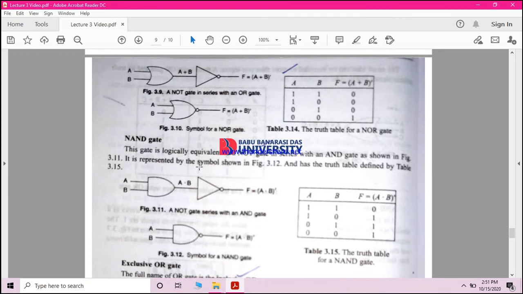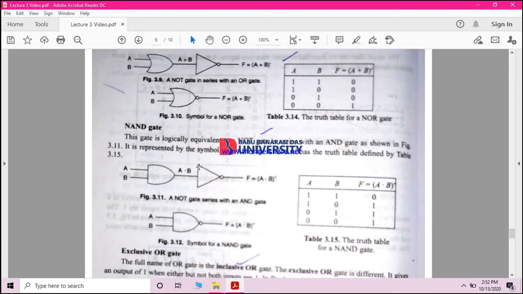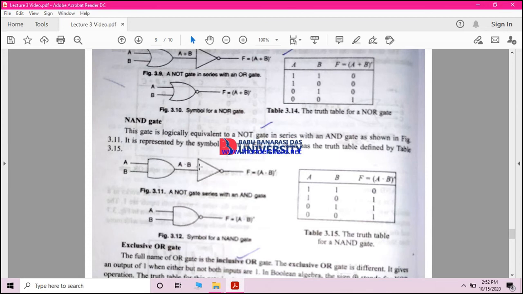What is a NAND gate? In the same way, when AND is combined with a negation, it gives you a NAND gate, and in this case also your output is complemented. Your AND gate output is complemented. And how is it produced? This gate is logically equivalent to a NOT gate in series with an AND gate as shown in the following figure. So this is an AND operation, A into B, and you just put a NOT in front of that, then it will become the complement of A dot B. And this will simply produce the complement of whatever the truth table of AND was.